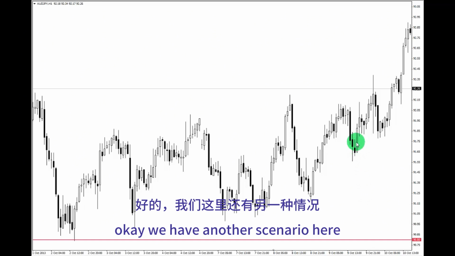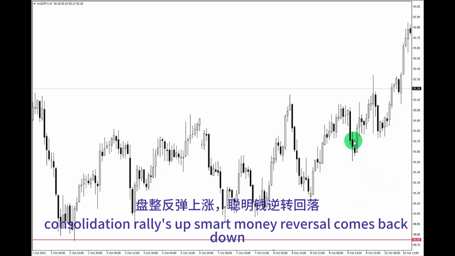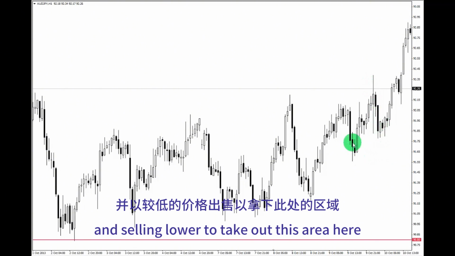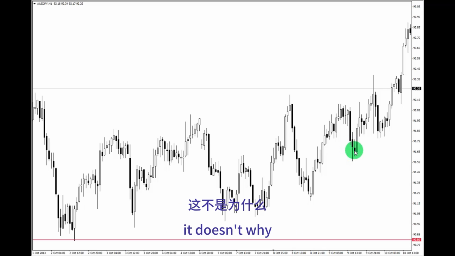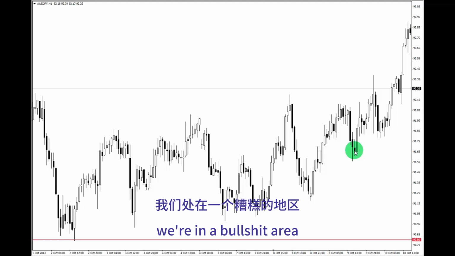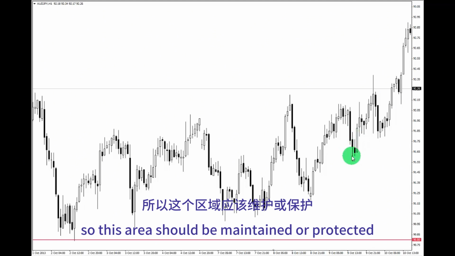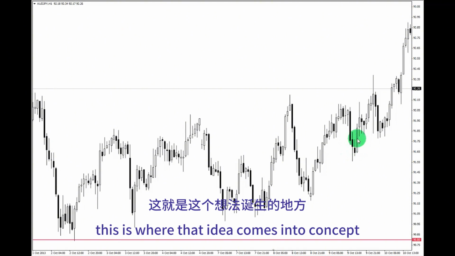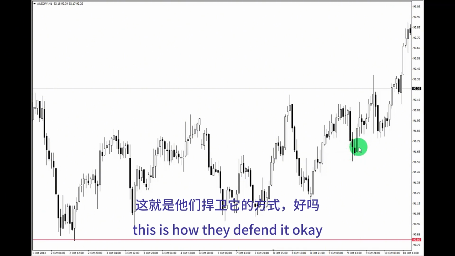Okay, we have another scenario here, consolidation, rallies up, smart money reversal, comes back down, where there should be redistribution and selling lower to take out this area here. It doesn't. Why? Because we're in a bullish scenario, so this area should be maintained or protected. You ever hear of an area where they are calling it a defended level? This is where that idea comes into concept. This is what it looks like. This is how they defend it.